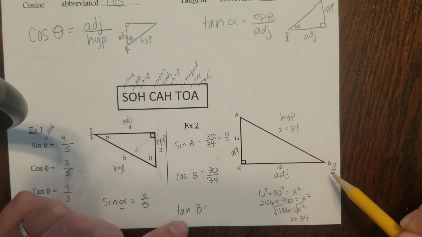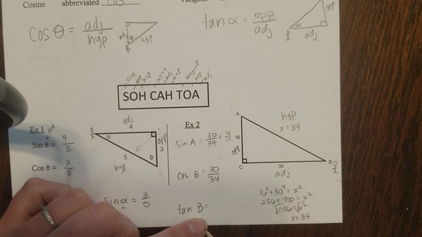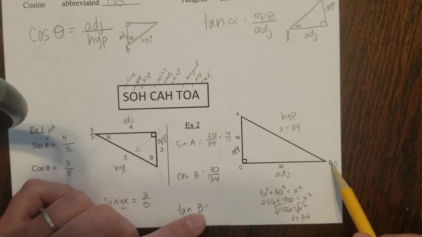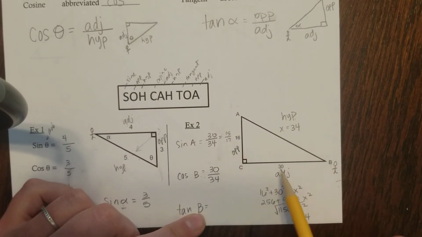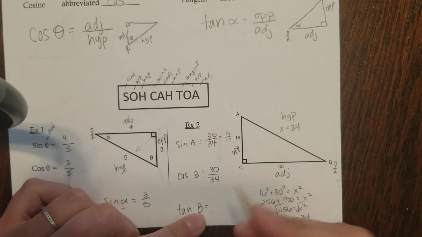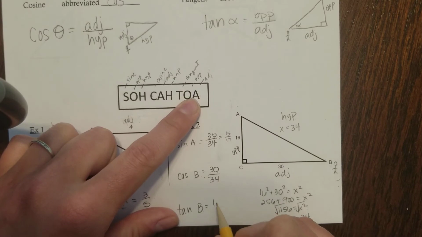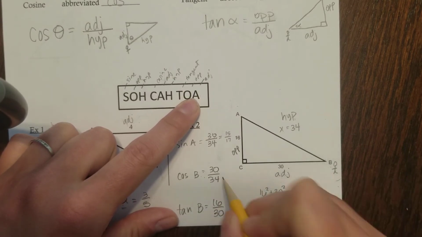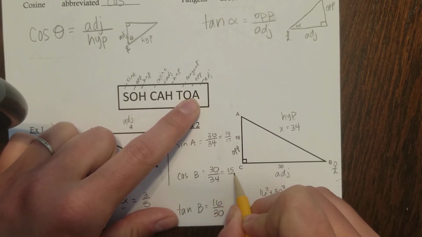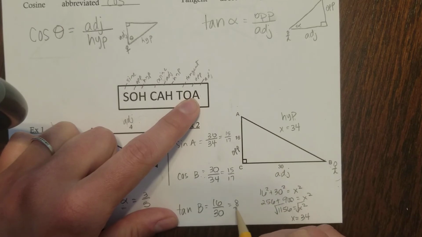All right, our last one is tangent of B. Does Bob need to move now? So Bob is already at B. We've already got it labeled as opposite and adjacent, so he does not need to move. So we just need to pick the correct two sides. So opposite over adjacent, 16 over 30. And again, if you want to reduce these, you totally can. If you want to leave them, that is okay as well.